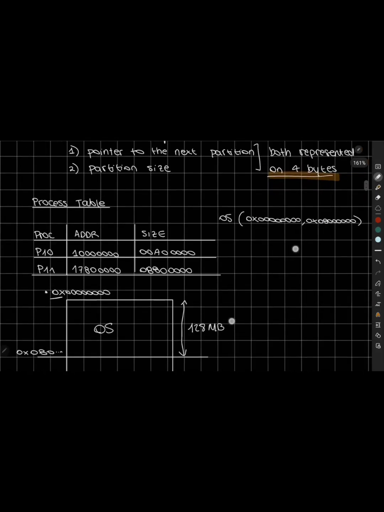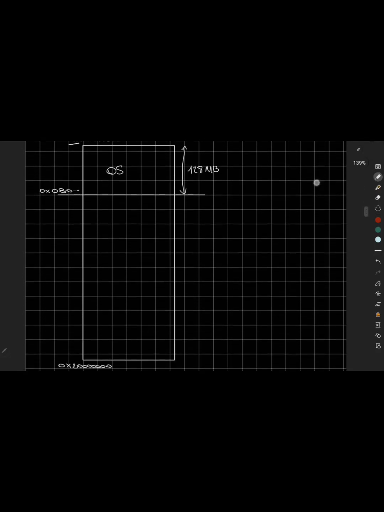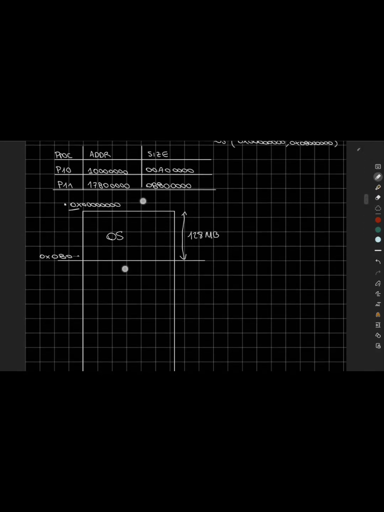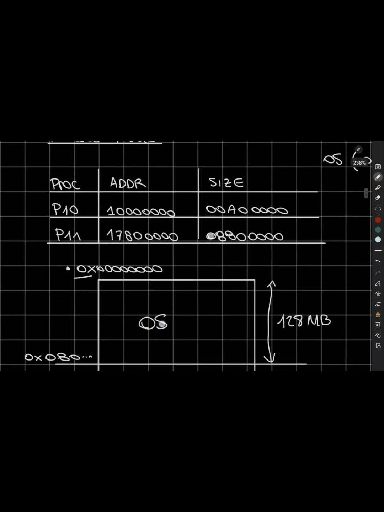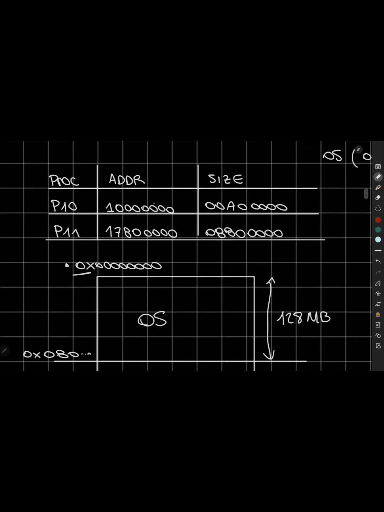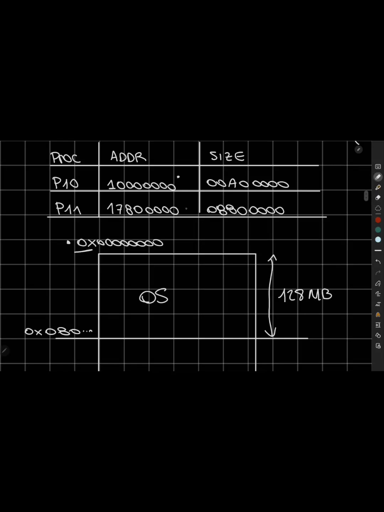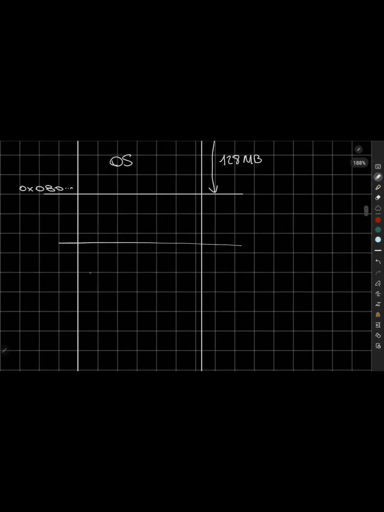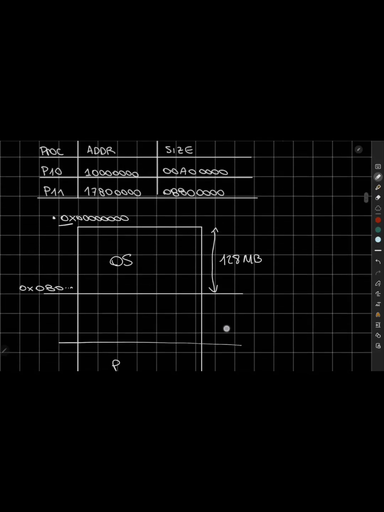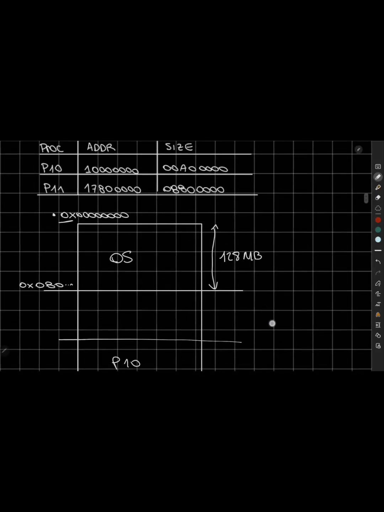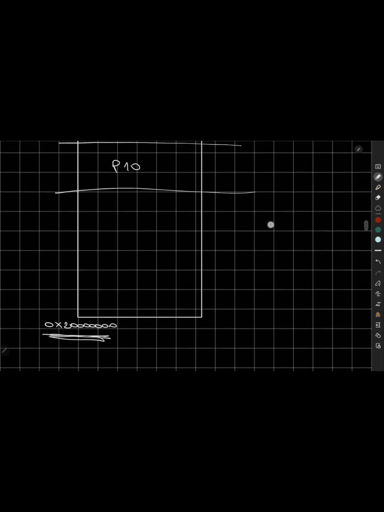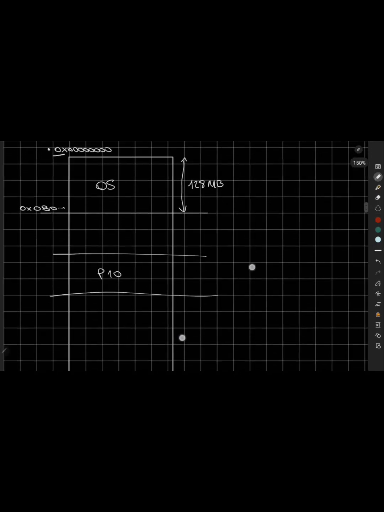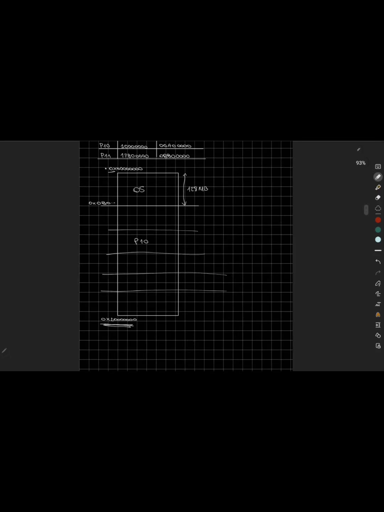Okay, so let's try to place our processes somewhere into memory. We know that the first process, which is the bigger one, starts at this address, and the second process starts at this other address. Of course, this one comes before this one, so for sure it will be something like this. We will have a process like P10, and the process P11 is going to be somewhere like this.